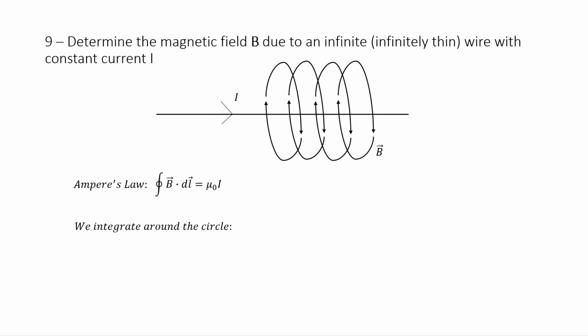Now, we need to integrate around the circle being the loop of the magnetic field. And this means our Ampere's law equals B times 2 pi r, as 2 pi r is the circumference of the circle. And this equals mu naught I, which can simply be rearranged into B equals mu naught I over 2 pi r. And this is our answer.